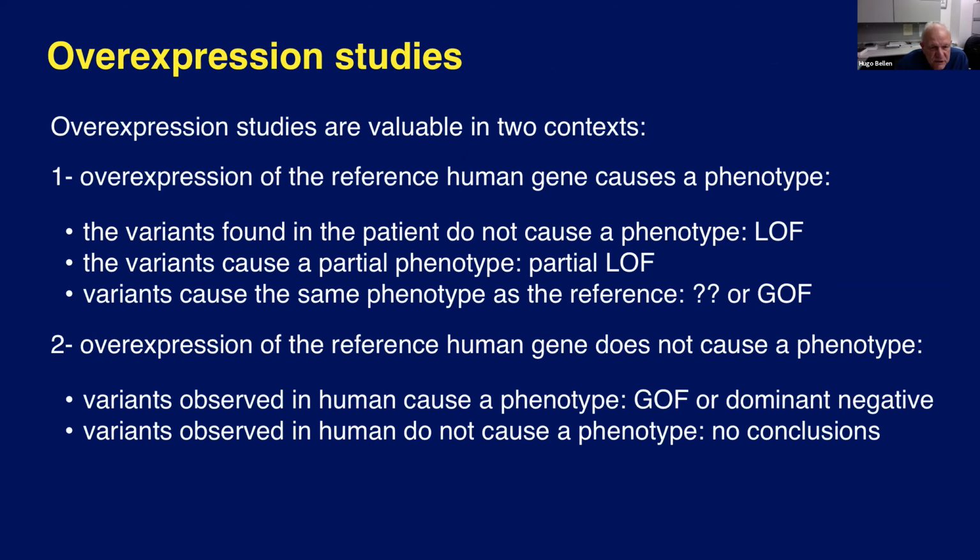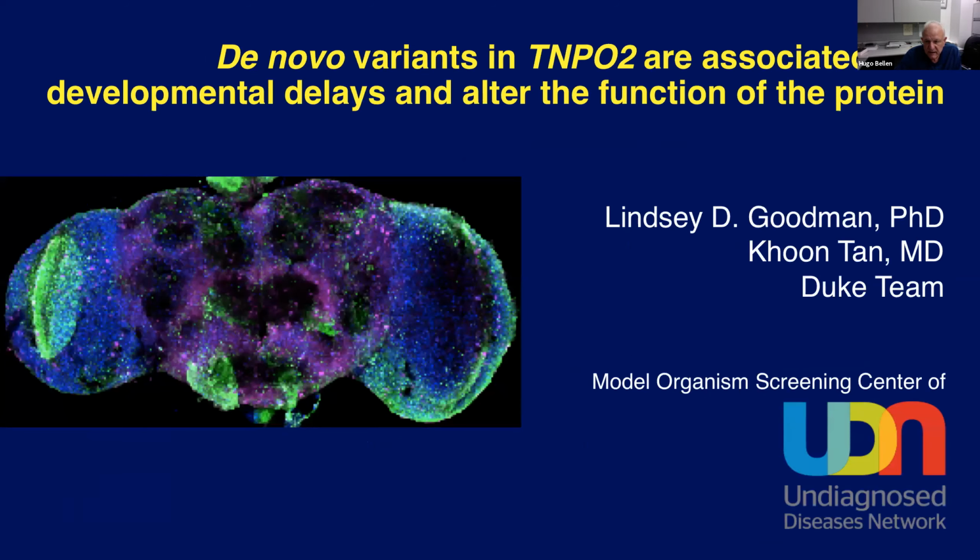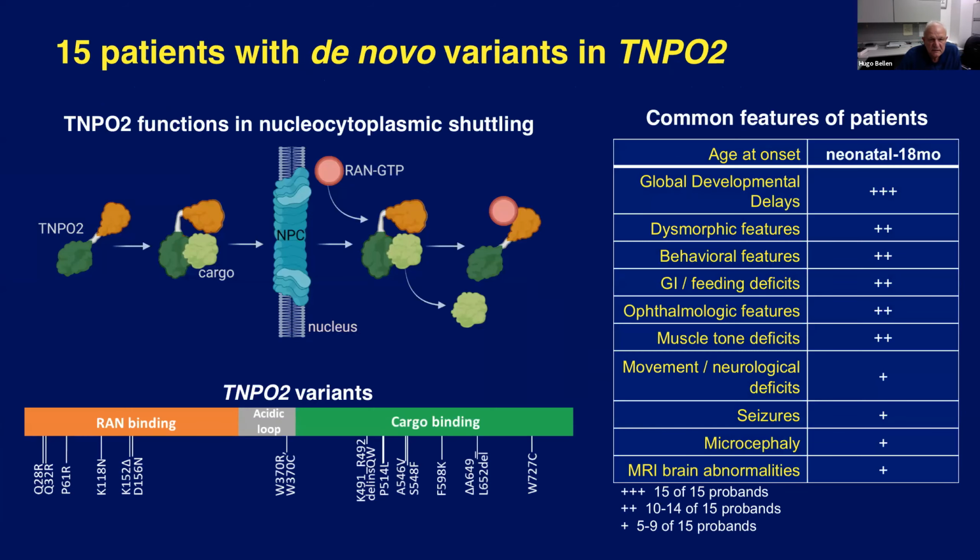Now turn to overexpression studies. I already mentioned that overexpression studies can also provide some information. And this was a study that was done by Lindsay Goodman in the lab in collaboration with the Duke team from the Undiagnosed Diseases Network, and relates to a transportin. And again, de novo variants in transportin 2 are associated with developmental delays and alter the function of the protein. And this was almost entirely done using overexpression studies.